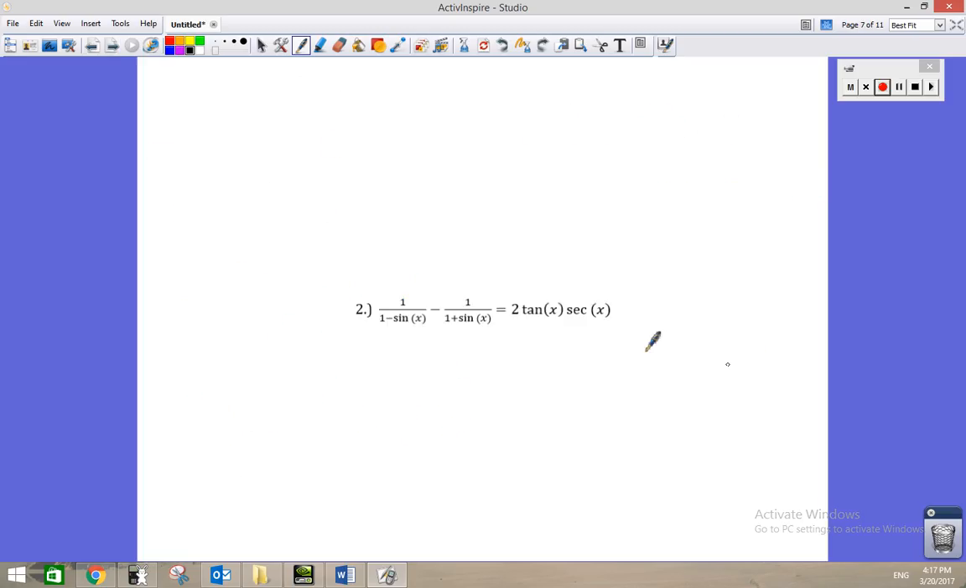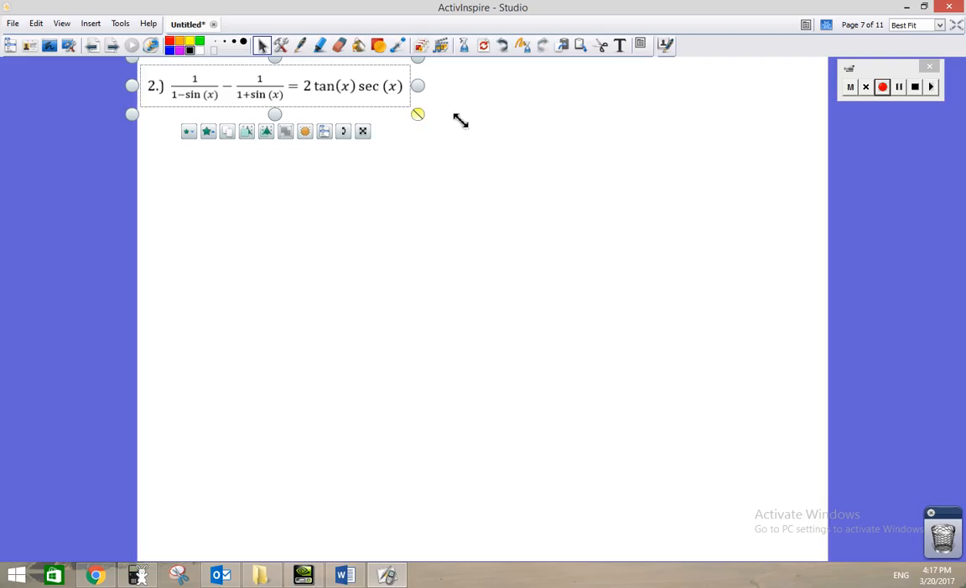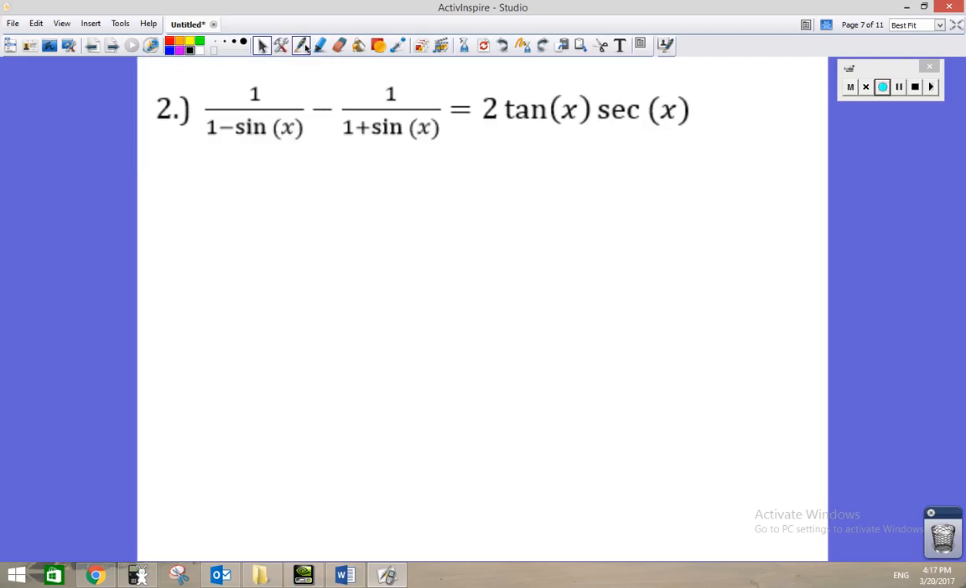Let's take a look at this next one. The left-hand side to me looks to be clearly more complicated than the right-hand side, so I'm going to start with it. I have two terms on the left-hand side. Terms are separated by addition and subtraction. On the right-hand side, I have just a single term. It has these factors, but it's a single term. So I want to subtract these two fractions, and I need a common denominator.